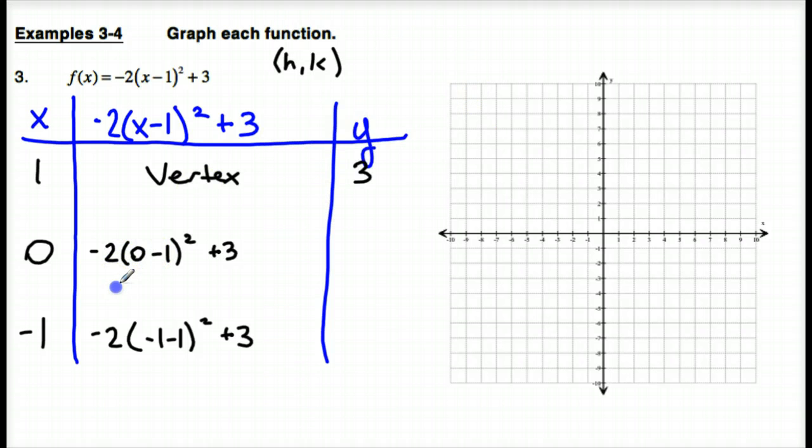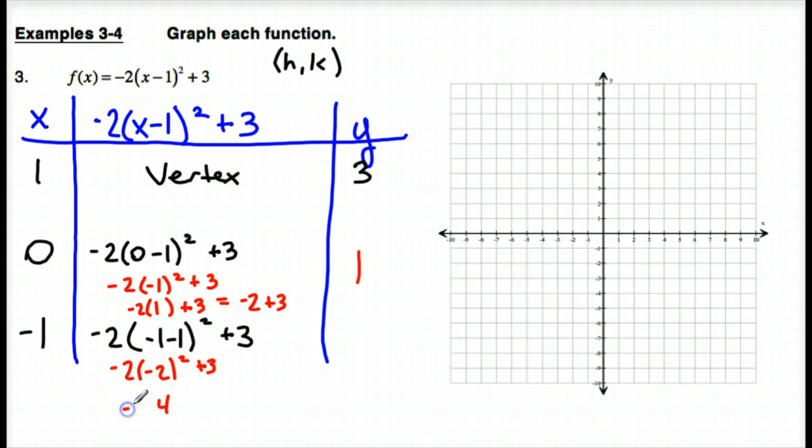So here I get negative 2 times negative 1 squared plus 3. Again, be able to do this without your graphing calculator, so make sure you know your order of operations. This would be positive 1 times negative 2 plus 3. And that's going to give us negative 2 plus 3, which is positive 1. And then here I've got negative 2 times negative 2 squared plus 3. Negative 2 squared is 4, so I've got negative 2 times 4 plus 3. We get negative 8 plus 3, so we get negative 5 here.